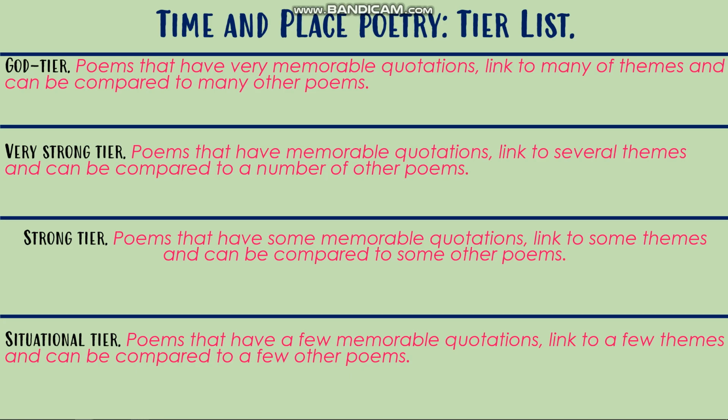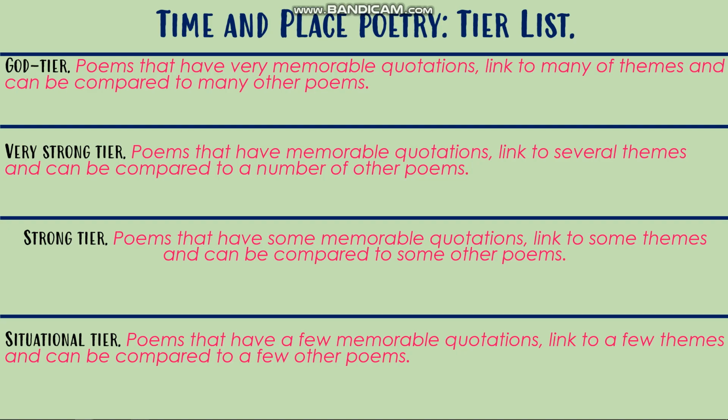Now, as you can see here, I've put down what each part of the tier list should include. So God tier poems would be poems that I would suggest are linked to many themes, can be compared to many poems, and are very memorable in your mind as well. Okay, very strong are still very good in many ways, linked to a decent amount of themes and can be compared to a decent amount of poems.